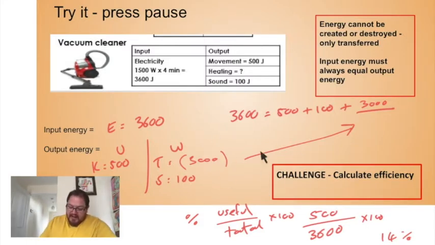And then for my year 9 and 10, then for my challenge, my percentage equals the useful over total. I should have put equals there. Times 100. So my useful was 500 over the total 3,600 times 100. And it came out to be 14% once I rounded it. So 14% efficient, not very efficient there.